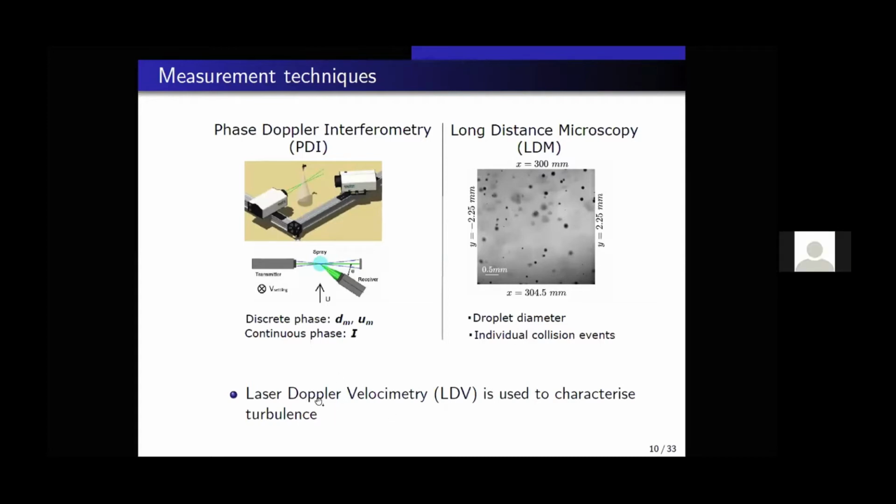Finally, we also performed laser Doppler velocimetry in the absence of the water droplet field. This is so that we could characterize the air turbulent flow field without the droplet field, because we are in a regime where introduction of the droplet field does influence the turbulence itself. So we wanted to characterize the turbulence without the influence of the water droplets.